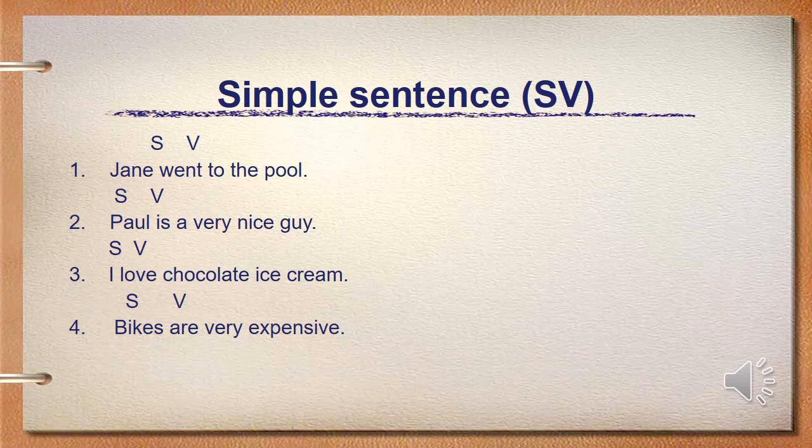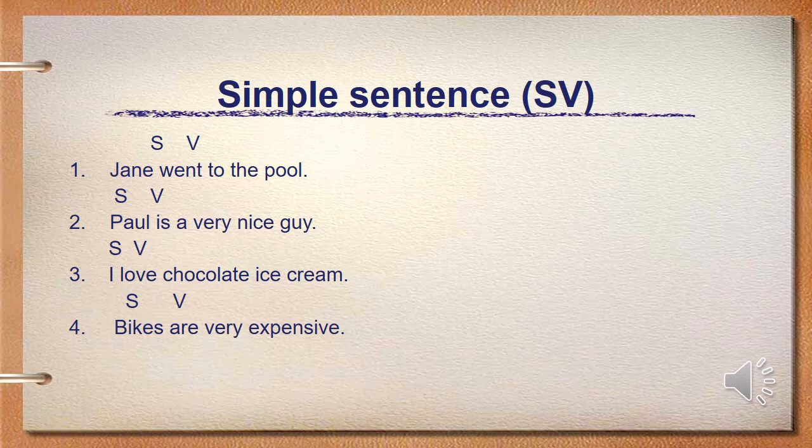For example, Jane went to the pool. Jane is the subject, and went is the verb. Paul is a very nice guy. Paul is the subject, and is is the verb. In this sentence, we have only one subject and one verb.